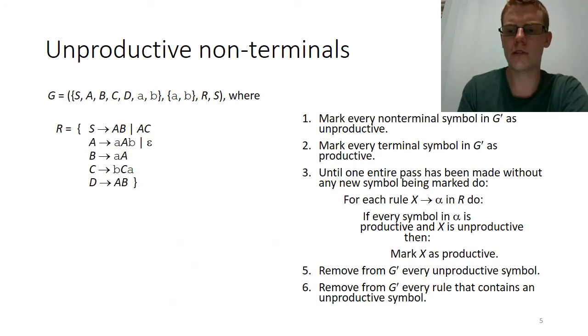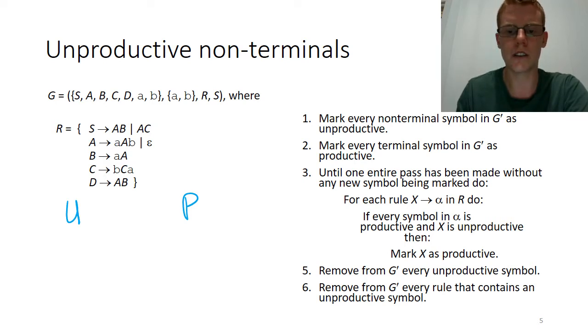So let's follow the algorithm step by step through our motivating example grammar. From what we looked at before, we're expecting to end up with C being an unproductive non-terminal. So we'll start with a set U of unproductive non-terminals and a set P of productive symbols.